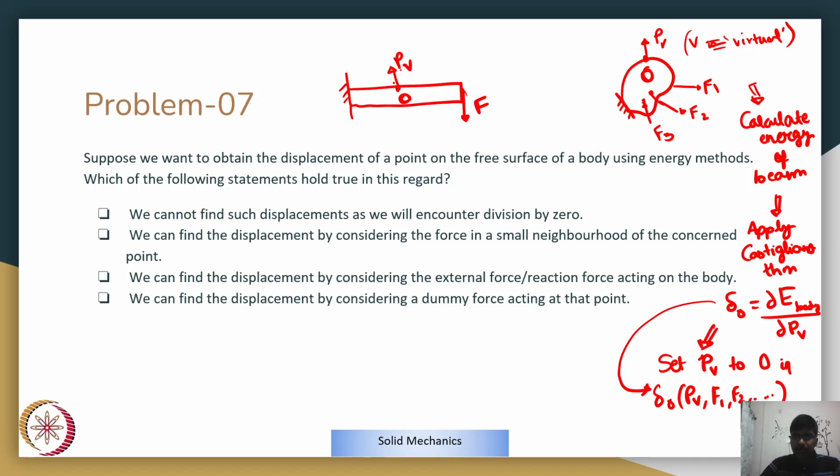Which of the options is true in this regard? Yes, the last option: we can find the displacement by considering a dummy force. This is basically what I called the virtual force PV acting on that point, which is point O. This displacement delta O is nothing but the partial derivative of the energy of the body with respect to PV.